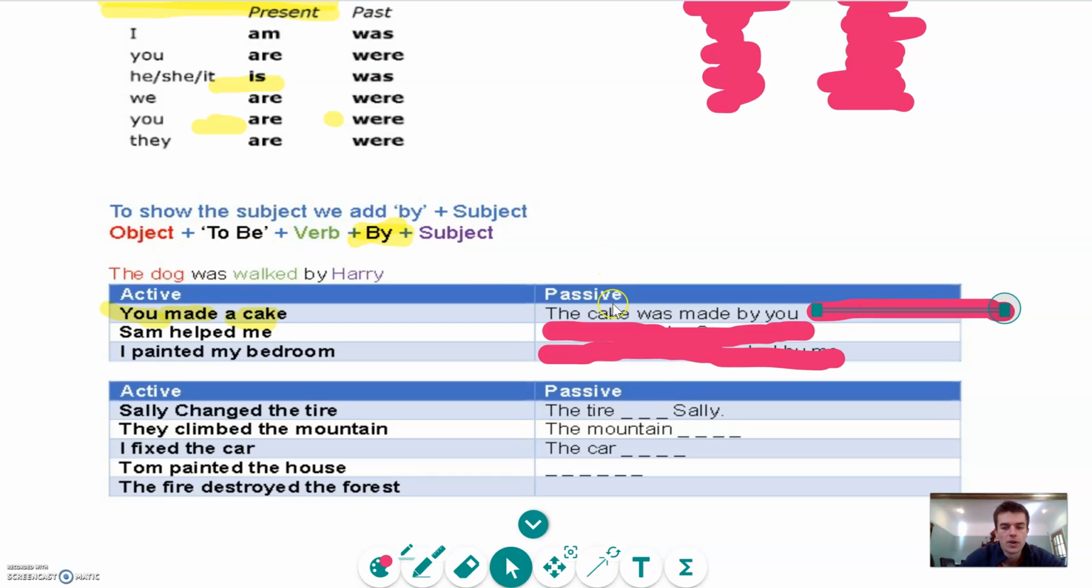Okay, so let's draw a connection here. The cake. I think it'd be easier if we use a pencil. So we have the cake, object, was, to be, made, verb, by you, the subject.